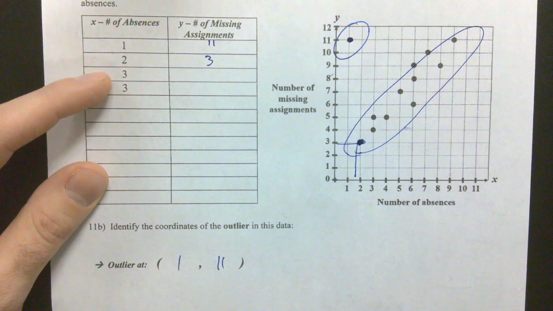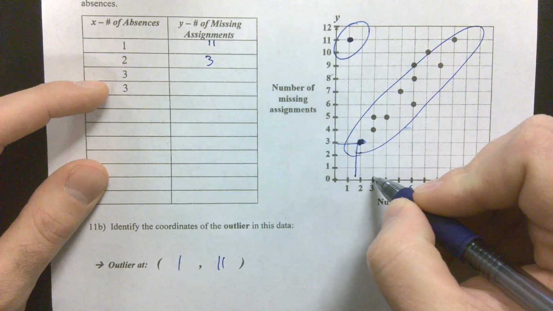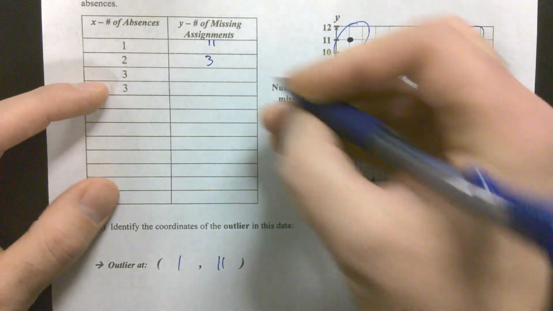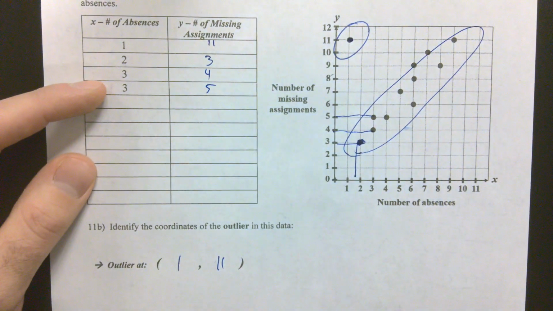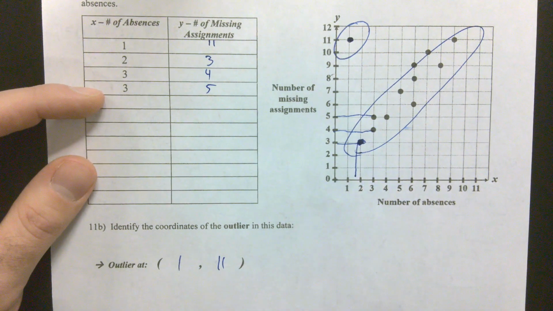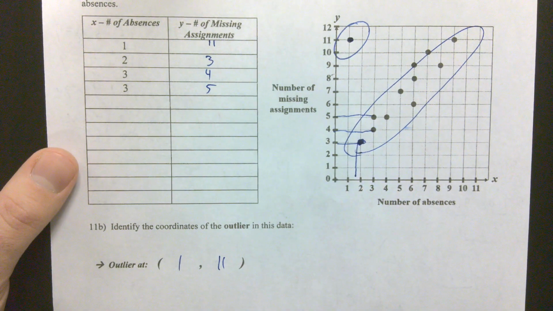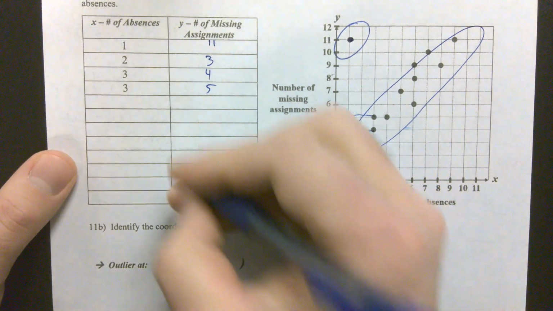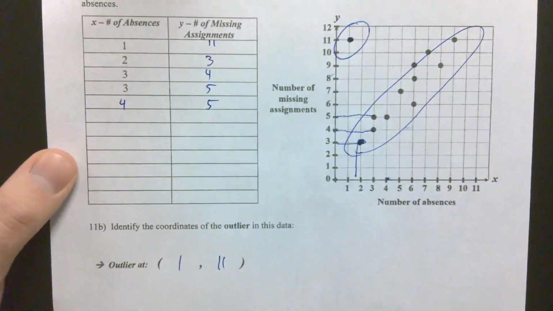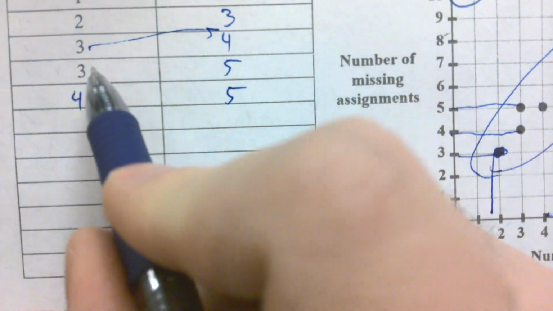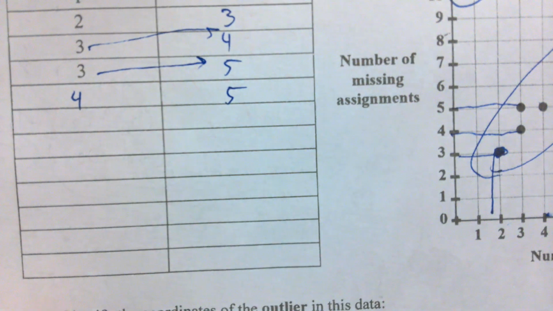But we noticed 2 people had 3 absences, right? One of those people had 4 missing assignments, and the other person had 5 missing assignments. So those are 2 separate points, just lined up on the same x coordinate. The next one, someone with 4 absences had 5 missing assignments. And something that we're going to talk about today, if we look at this, I've got an input of 3 with an output of 4, and an input of 3 with an output of 5.